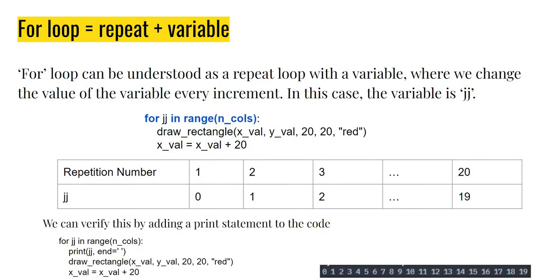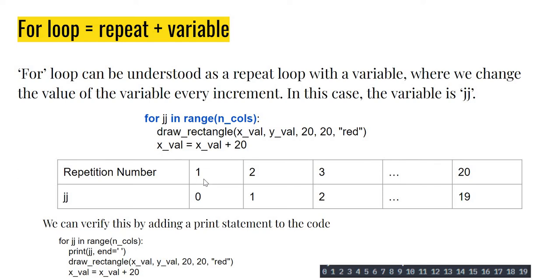In fact, for loop can be understood as a repeat loop with a variable, right? So it's a repeat loop, all right, but in addition there is a variable. In this case our variable is JJ. Remember, our syntax is for JJ in range n calls, draw rectangle at x12 plus 20. So without us having to write any extra statement, what is going on really is that the value of JJ is being changed in this loop. In fact, JJ is taking on the values of the sequence range n calls. Remember, this sequence was going from 0, 1, 2, 3, 4 until 19.